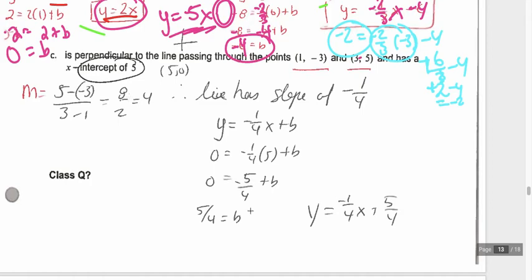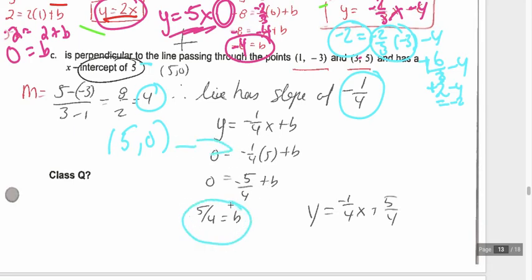Trickier questions. So here you find the slope of this line, and then you say, well, my slope is 4. It's perpendicular to this line, the one we're looking at, so that means that it has this slope. We also know that it has an x-intercept of 5, which means it passes through the point 5, 0. I sub that in here, and I get that b is 5/4. Okay, so a little bit of work here.